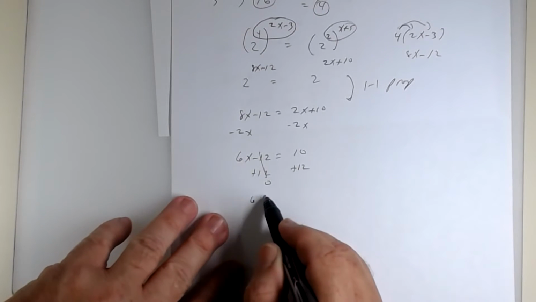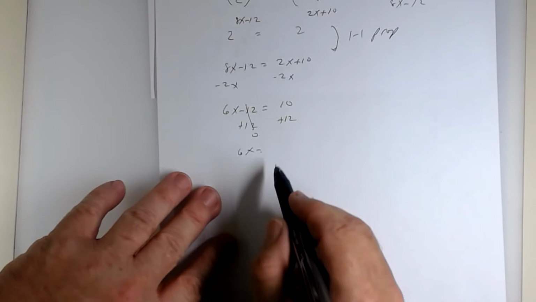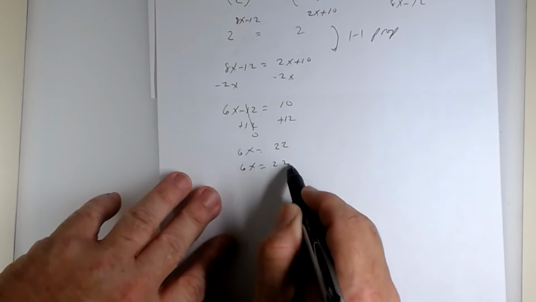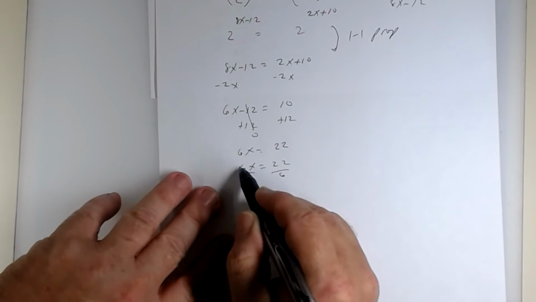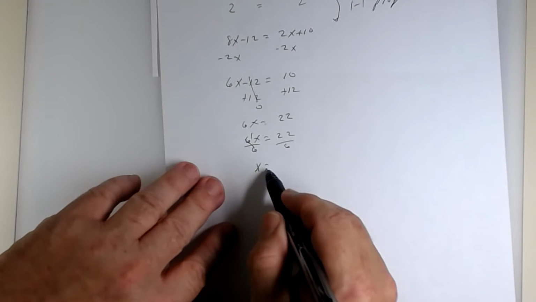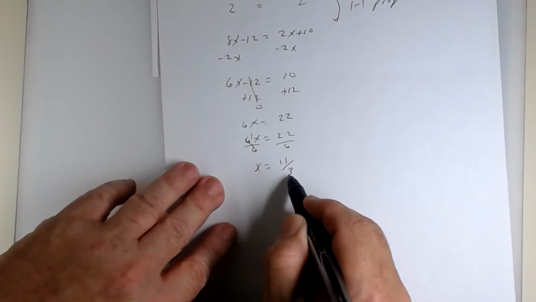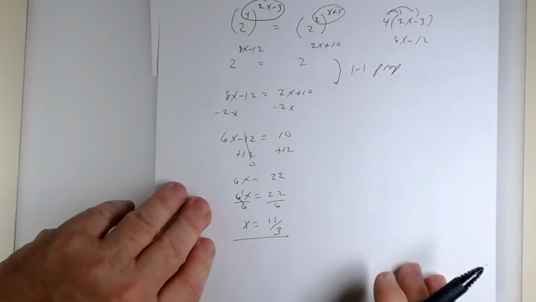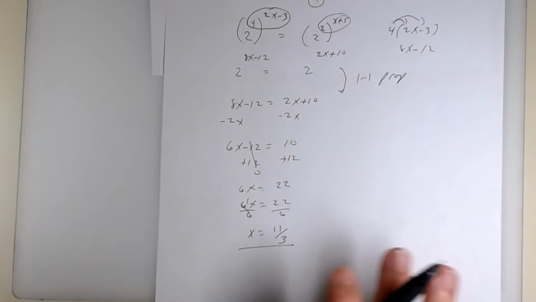Combining like terms, I get 6x equals 22. Then divide both sides by 6, and then reduce. I get x to be 11 thirds. Get the same thing, right? And that's all that was, just getting the bases to be the same.